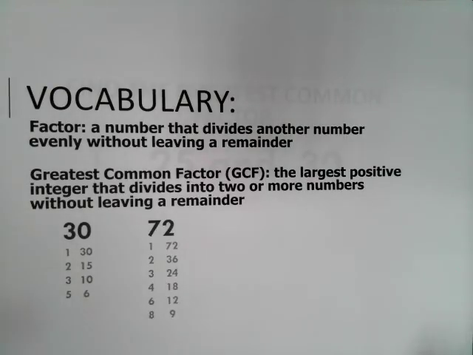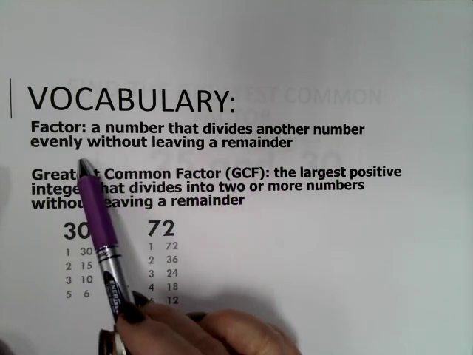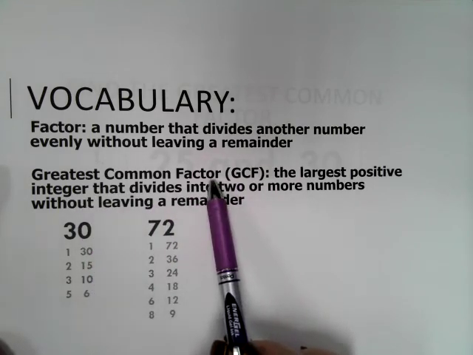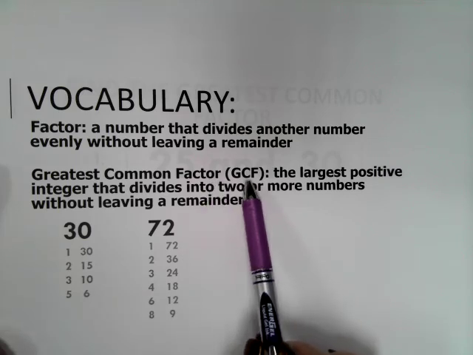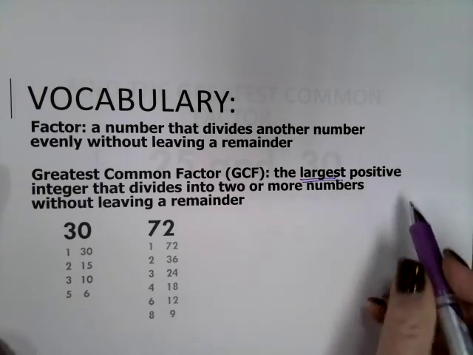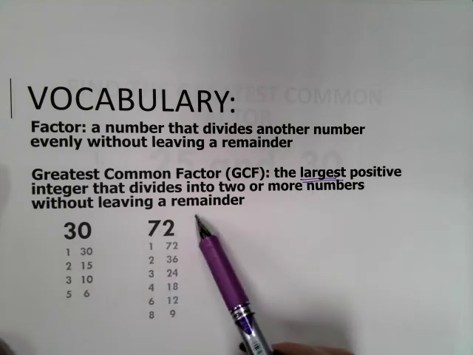Okay, vocabulary. Fill this in. Factor is a number that divides another number evenly without a remainder. This means if you get a fraction or a decimal, it does not work. Greatest common factor, we've done this for quite a few years, this should sound familiar, is the largest. We're looking for the largest positive integer that divides into two or more numbers without leaving a remainder.